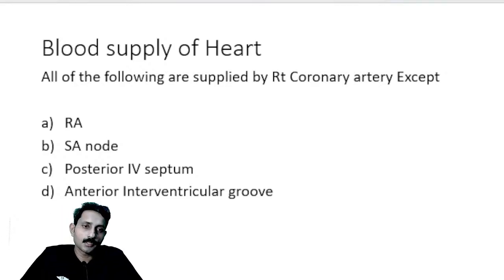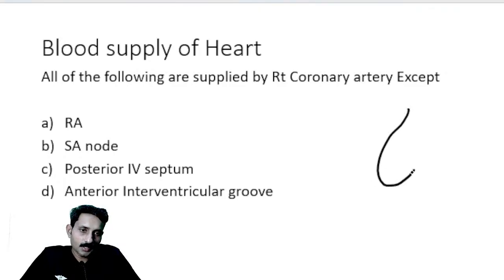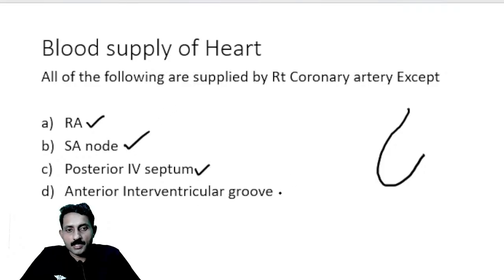Now just apply the rule. Where we saw the course of the right coronary artery was coming like this and then going like this. So will it supply the right atrium? Yes. SA nodal artery, most commonly it is from this. Posterior part of IV septum, anterior part of IV septum. As I told you, the right coronary artery will go behind and it gives the posterior IV artery in most of the individuals. So the posterior IV septum is commonly supplied, in 80%.